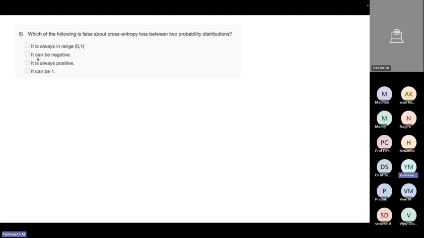And just now we saw that it cannot be negative. It cannot be one if we don't know about it. And it is always positive, this is true. And the last one, that it can be negative, is false. It is always in the range 0 to 1, that is false.